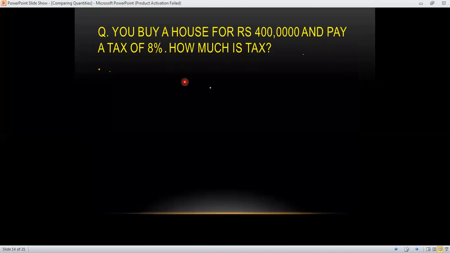Now, how can you find tax? How much tax have you given? How can you calculate it? So this is the question. You buy a house for rupees 4 lakhs and pay a tax of 8%. How much is the tax? So here we have to calculate the value of tax.